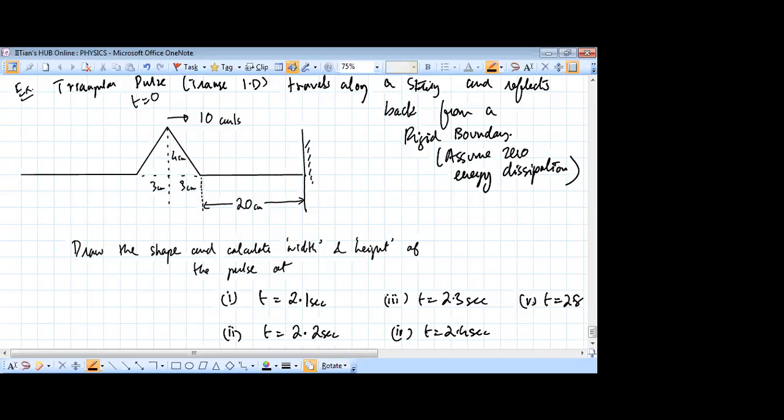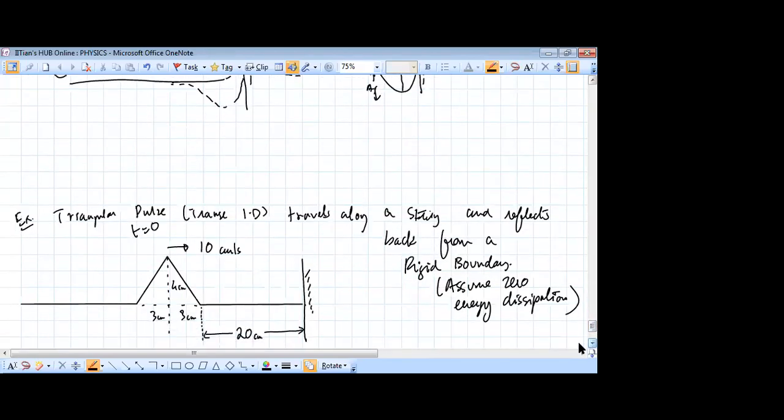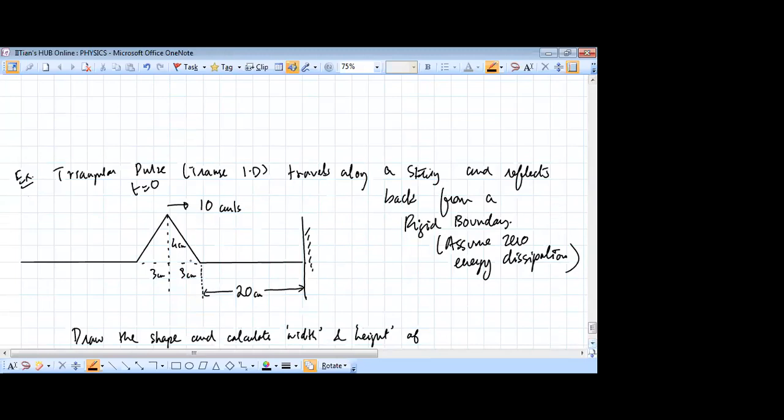Yeah, Ganesh, I will just verify your answers. Yes, 2.1 and 2.3. Yeah, they're correct. Yeah, your answers are all correct, Ganesh. Now, the shape is something that is interesting. So, basically, you will see that at 2.1 seconds, some point over here has reached the boundary.